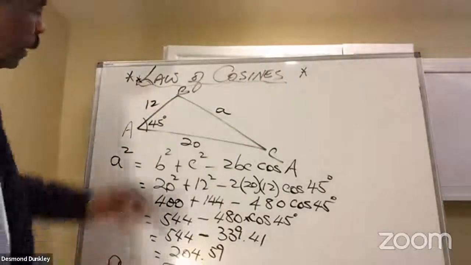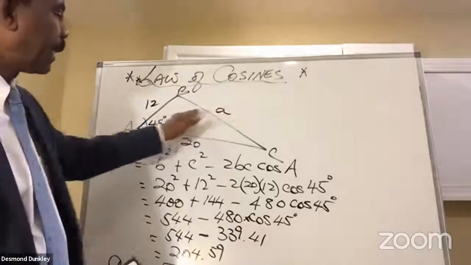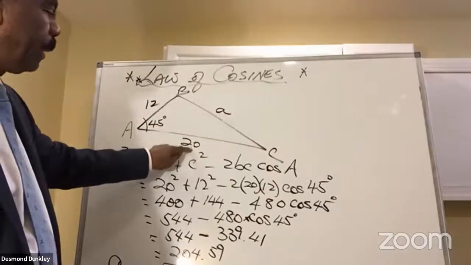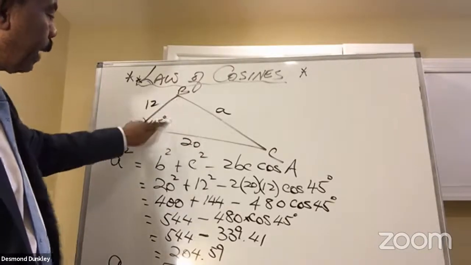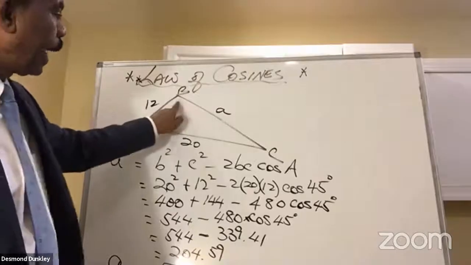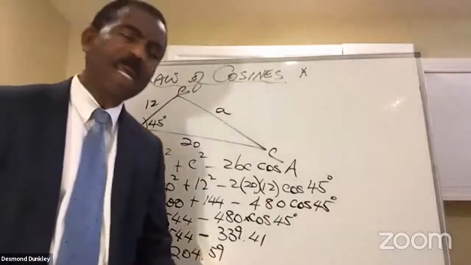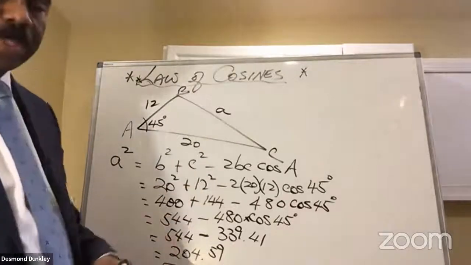So think about it. This is 45 degrees, so it has to be a small angle compared to angle B. Side B is 20, so this angle is going to be bigger than 45. Between angle B and angle C, they should total 135 degrees. So there it is.